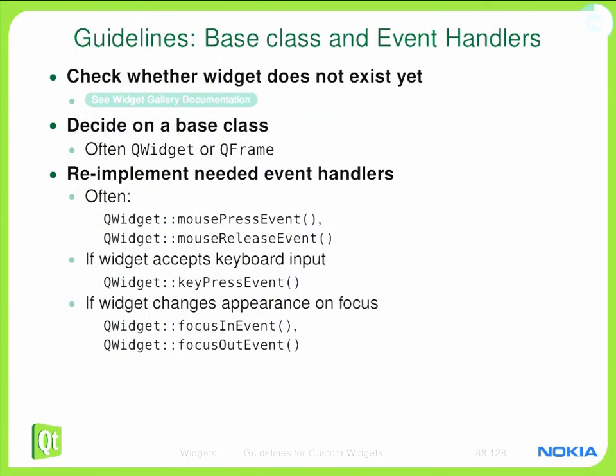Now let's have a more detailed look at how you can create your custom widget. First, you should check the Qt classes whether the widget that you want to create is available already. It could very well be that Qt offers such a widget already, so that you don't need to do anything. If it's not available yet, then you must decide on a base class. Usually this would be QWidget or QFrame.